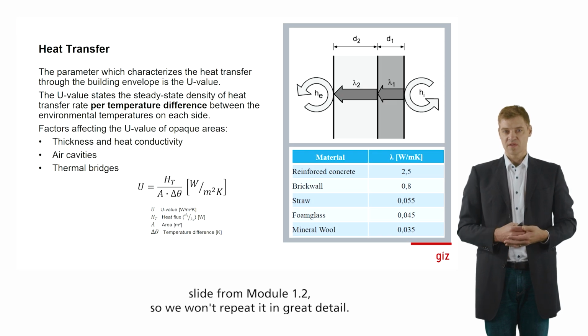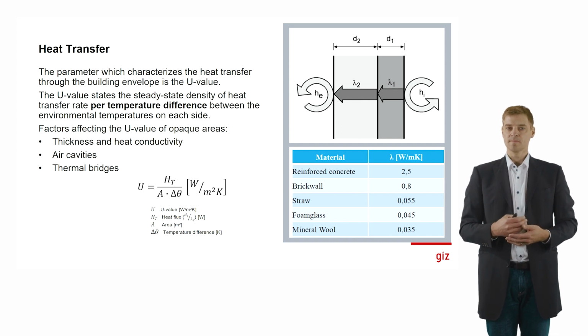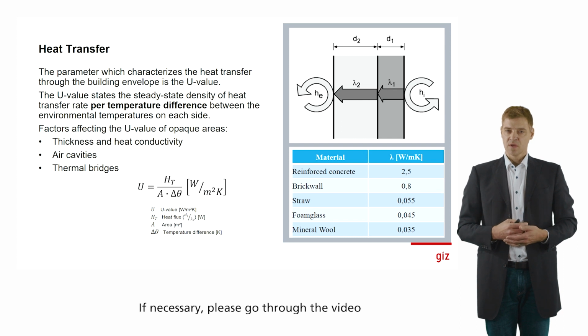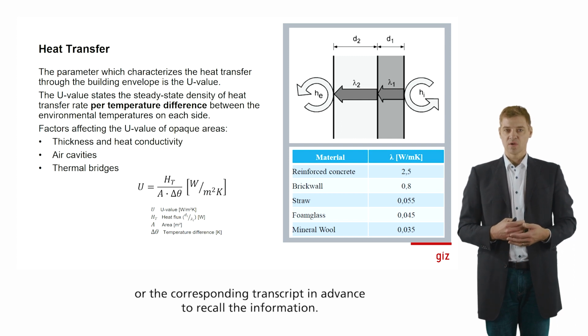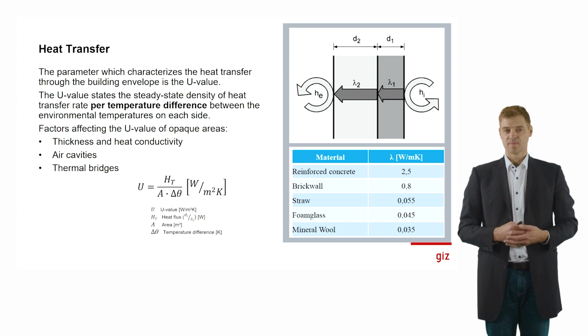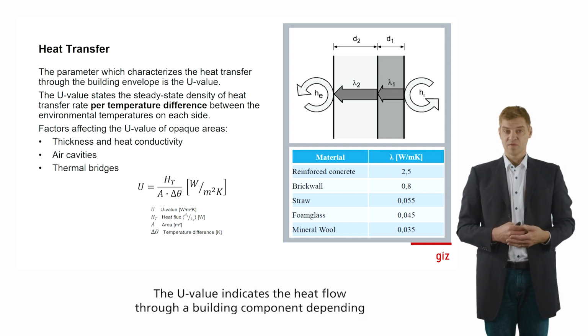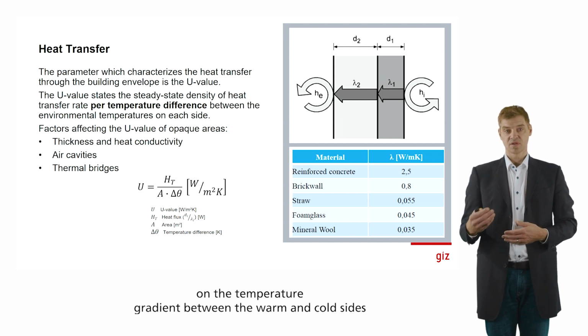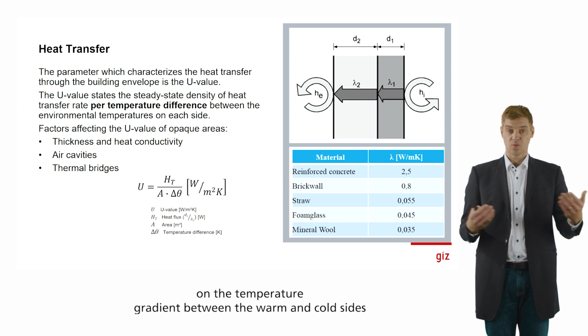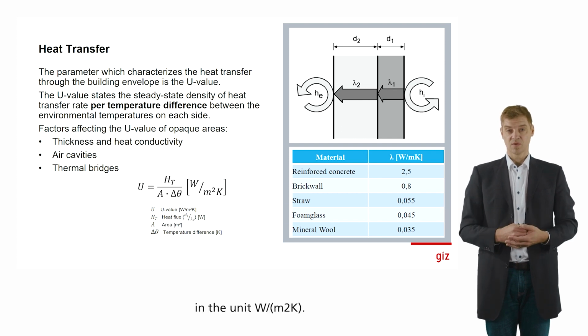We remember this slide from module 1.2, so we won't repeat it in great detail. If necessary, please go through the video or the corresponding transcript in advance to recall the information. Briefly summarized, the U value indicates the heat flow through a building component depending on the temperature gradient between the warm and the cold side, in the unit watt per square meter and Kelvin.